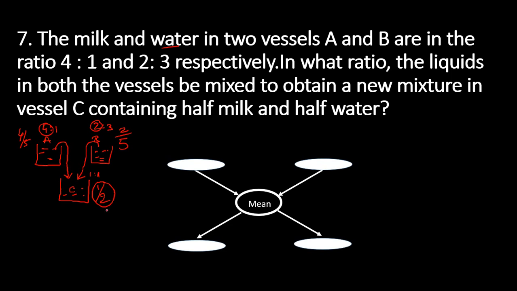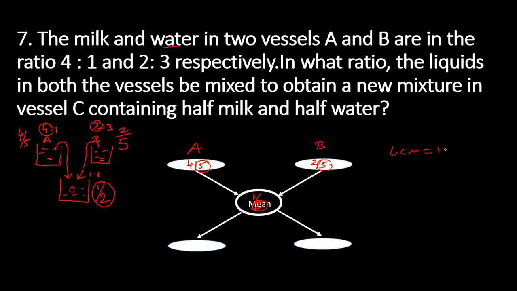So this is the required concentration. Now, in what ratio do we have to mix A and B in order to get this? This is the question. What is A's concentration? A is given as 4 by 5. B is given as 2 by 5. And what is required for us? 1 by 2. Now, whenever you are dealing with fractions, here is 5, here is 5, here is 2. Simply take the LCM of the denominators.